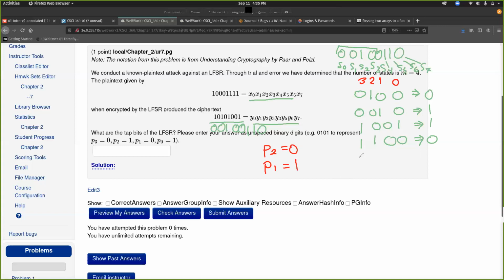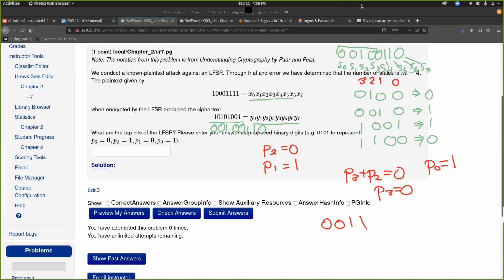And now from this last equation, you can see that P3 plus P2 is equal to 0. But P2 is 0, so that means P3 is 0. And if P3 is 0, then P0 is 1 because of this equation. And you're done. So the solution is 0, 0, 1, 1. Is that right?